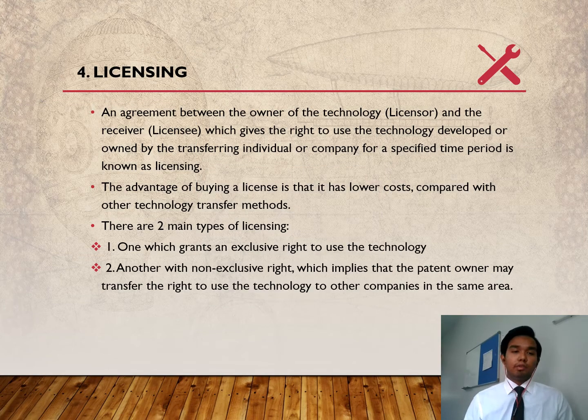So we go to the next one. The fourth one is licensing. Licensing is an agreement between the owner of the technology, the licensor, and the receiver, the licensee, which gives a right to use the technology of the developer or the owner to a company for a specific period of time. So this is the advantage of licensing, which is the lower cost compared to other technology transfer methods. There are two types of license. One is a grant of exclusive right to use the technology, and the second one is non-exclusive right.